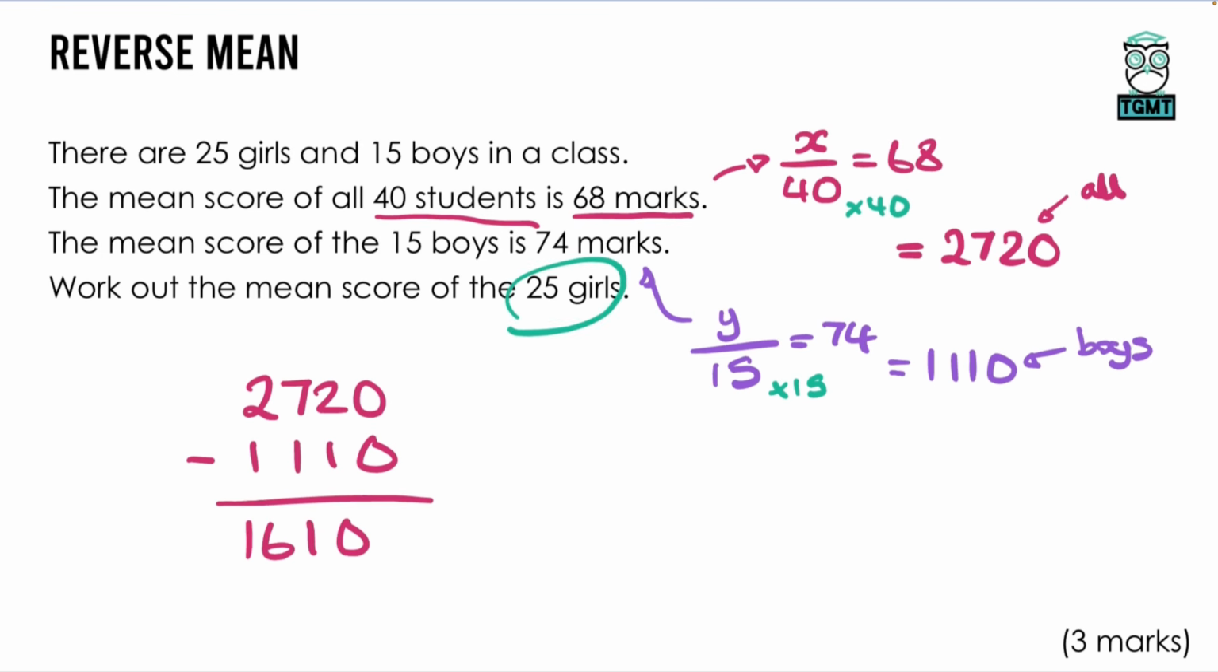So I want to divide that by 25. I'm going to do that on the calculator, and it will give me their mean, which does come out as a decimal, which is 64.4, and that is the mean score for the girls. So there we go, that was a reverse mean, also sometimes called a combined mean, where we're looking at different means that are given to us in one question.